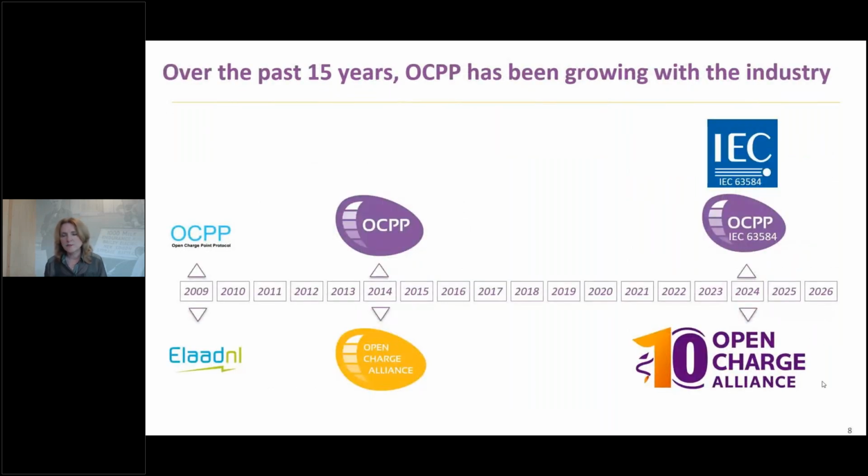So OCPP has been around for quite some time. The Open Charge Alliance was founded in 2014, but OCPP predates that. OCPP started in 2009 by a company called ELAT-NL, an organization from the Netherlands, founded by the Dutch utility industry. So the Dutch electricity grid operators joined together, formed ELAT, and then ELAT initiated OCPP.